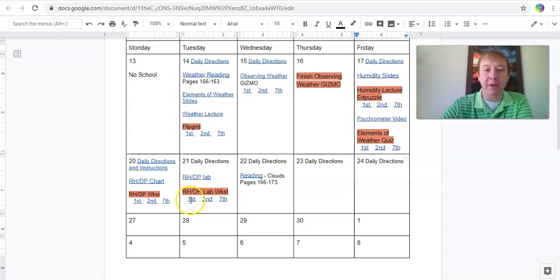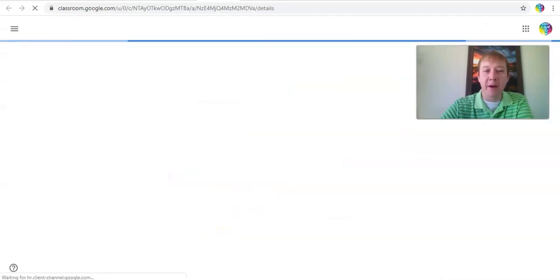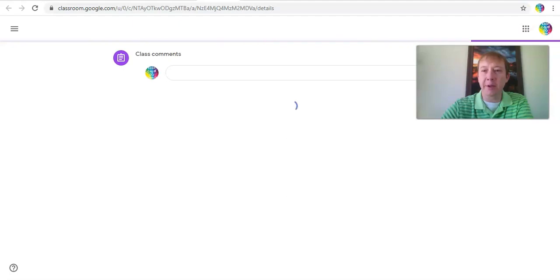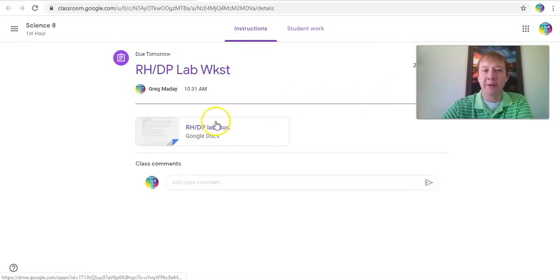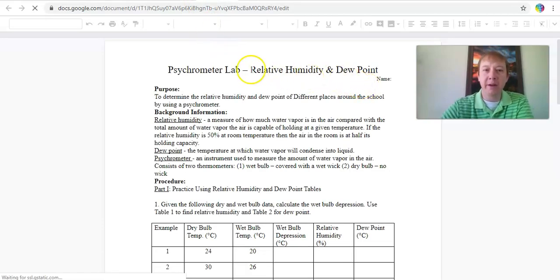So say from first hour, click on first hour, and you want to go to Google Classroom. And then remember, for you guys, it'll be actually up here, kind of behind where my picture is. So mine's teacher, so it'll look a little bit different. So you open up the relative humidity, dew points, lab document. And here it tells you want a psychrometer lab or relative humidity.